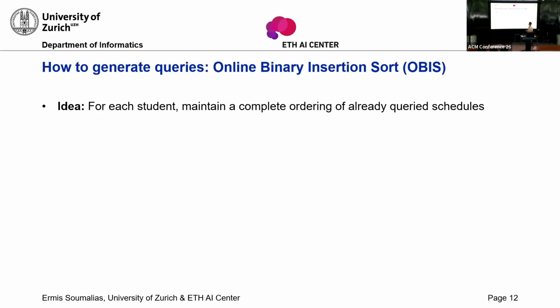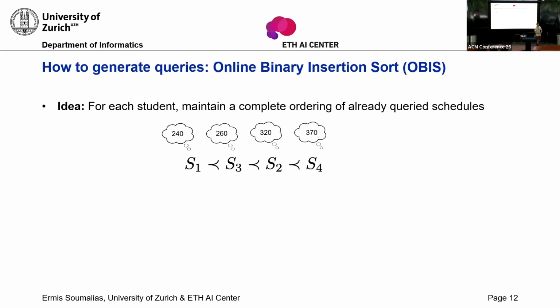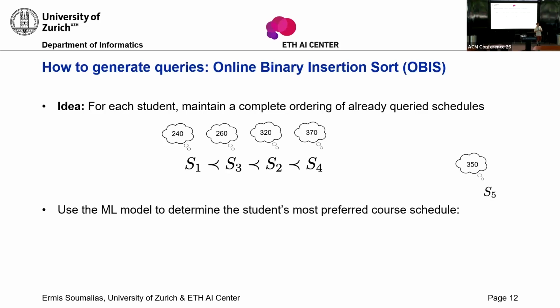And the other technical part is how to generate comparison queries. For this, we have to create our own algorithm, which we name online binary insertions. The idea is that for each student, we maintain a complete ordering of already queried schedules. Let's say that for some students, the list looks like this at some point. In the parentheses above, we show the students' true values for those schedules. Then we quote unquote ask the machine learning model what its prediction is for the student's most favored schedule that's not already on that list.